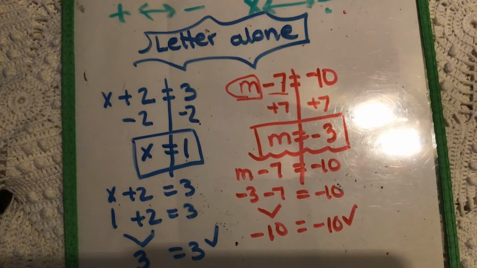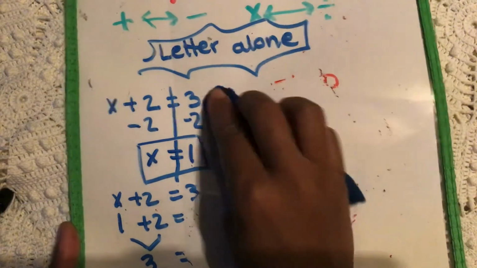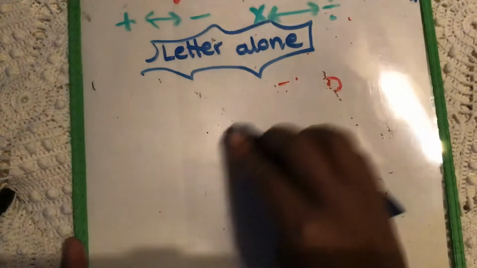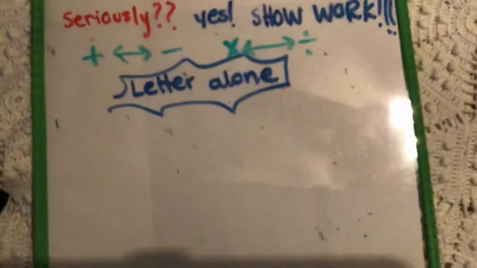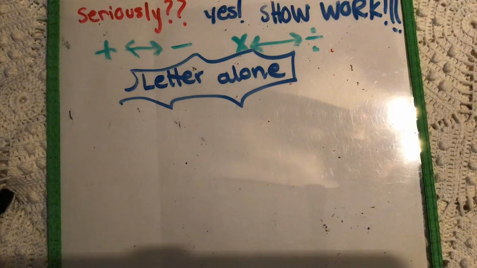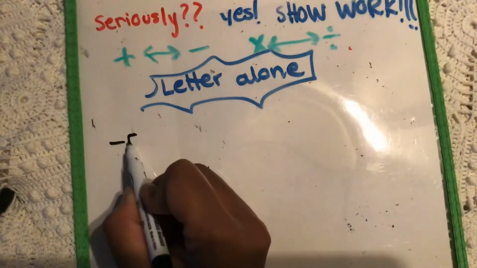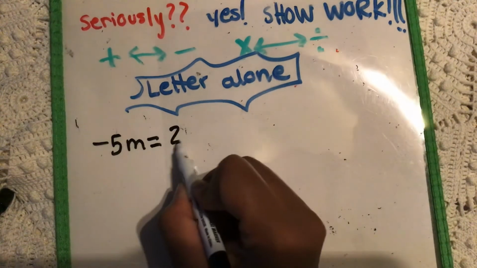All right, we're going to do the same thing with division and multiplication. And this is also a review on what your variables, which are your letters, will be looking like this year. So I'm going to put negative 5m equals 20.